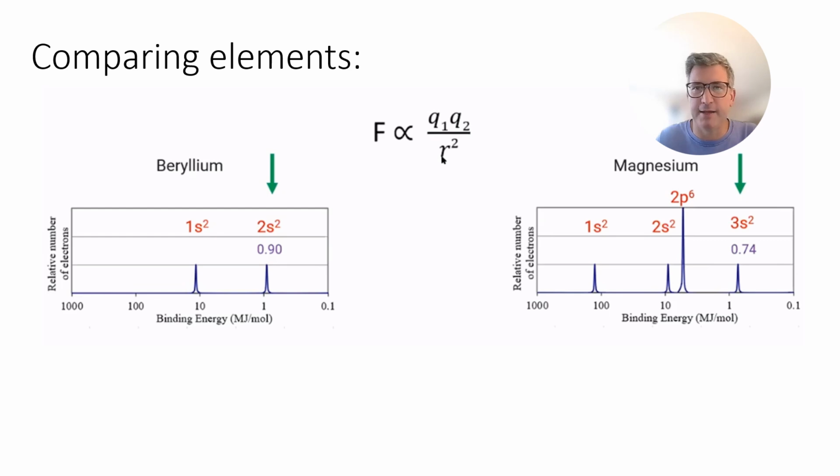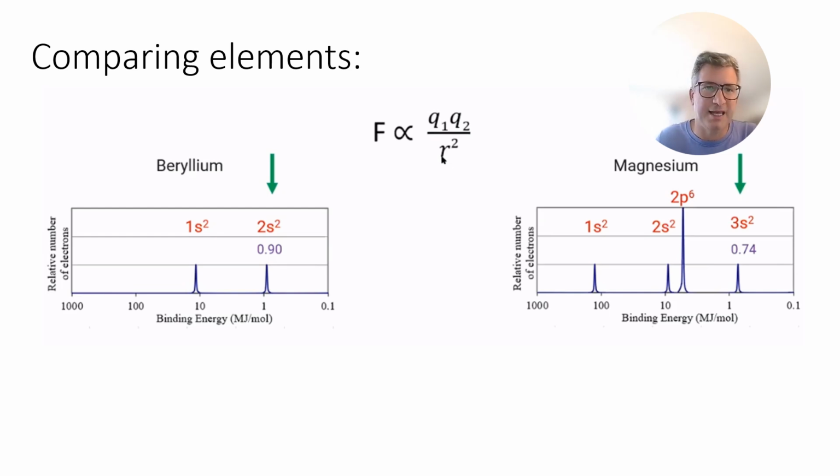Okay, let's take a look at 2 different elements, beryllium and magnesium. They are right above and below each other on the periodic table. Beryllium, as we can see here, has 4 electrons. Magnesium has 12. So let's take a look at what we can learn from comparing these two. First of all, beryllium is just 1s2, 2s2. That's its whole electron configuration.